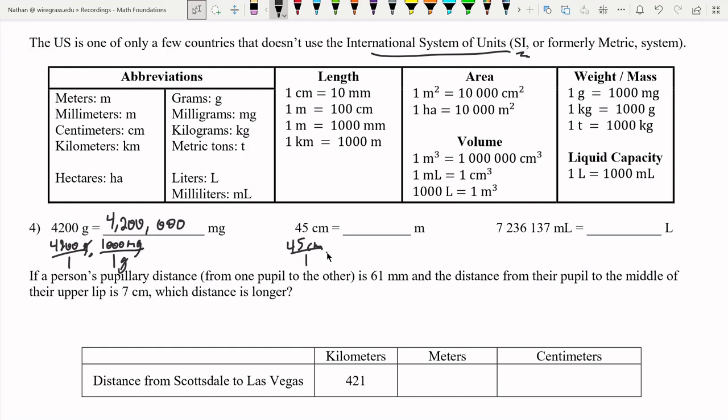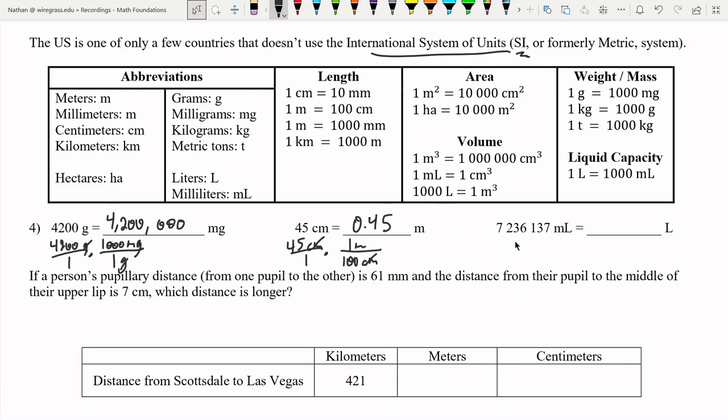Okay, 45 centimeters over 1. There are 100 centimeters in a meter, so I do 100 centimeters to 1 meter. Those cancel, and we're going to get 45 divided by 100. It's going to be 0.45 meters.